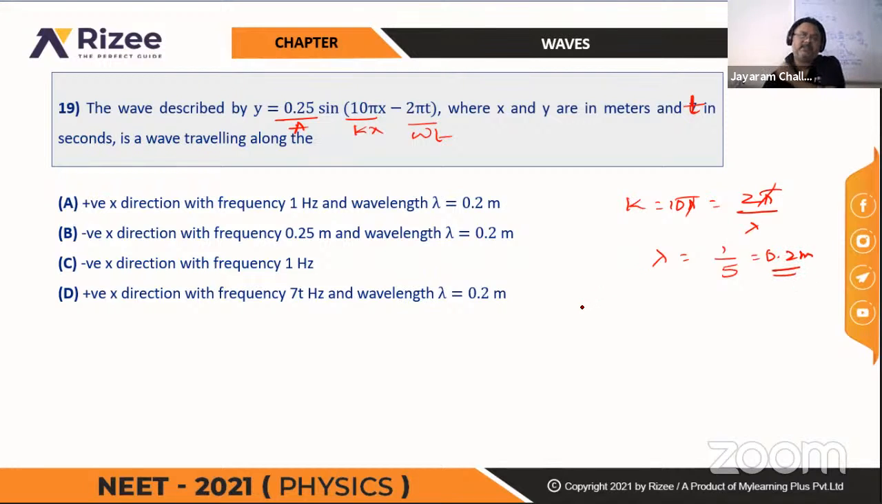So 0.2 meters is in the first option, second option, as well as option D. But this wave is traveling along the positive x direction. So since it is moving along the positive x direction, we have to go for either the first or last option. Next, frequency: ω is equal to 2π, which is equal to 2πf. So frequency is equal to 1 hertz. So according to the given situation, this is the better option.